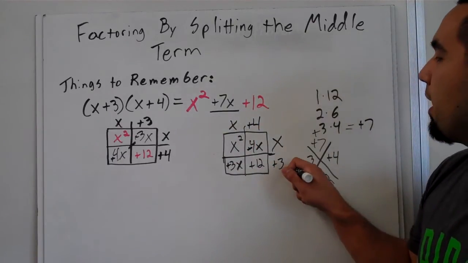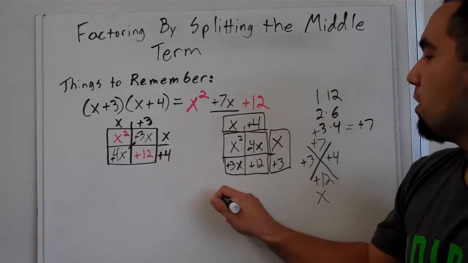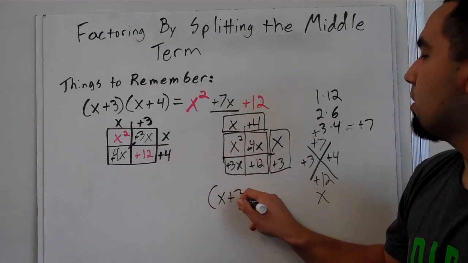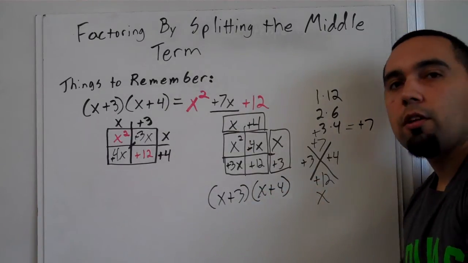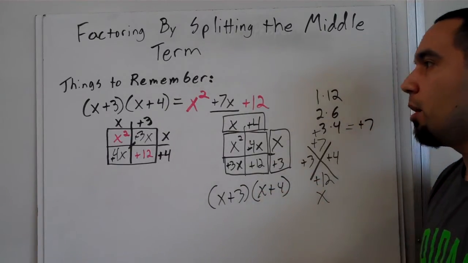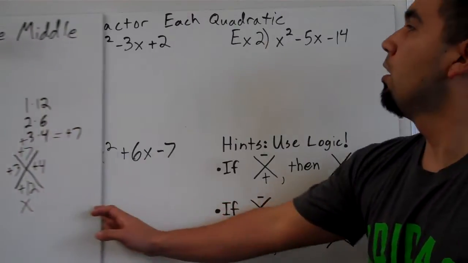So I can see that my answer is right here: x plus 4 and x plus 3. And again, you always want to write it like this, okay? So that was just a real quick example. I'm going to try and do it a little bit faster now with a few more problems.